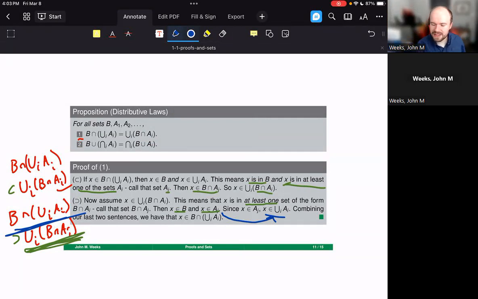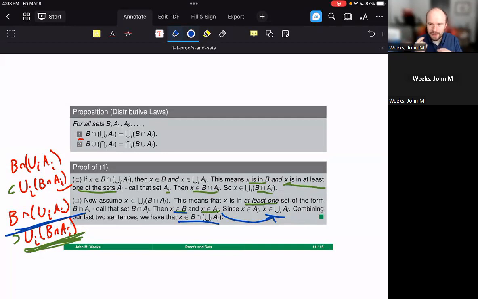I know that this is the notation I want to end up with, because that's where I'm trying to end up in this implication. So if we combine the fact that x is in B and x is in the union of A sub I, then x is in the intersection. Because those two things are true, we have that x is in the intersection, as desired. And that is a way that we could use this distributive law.